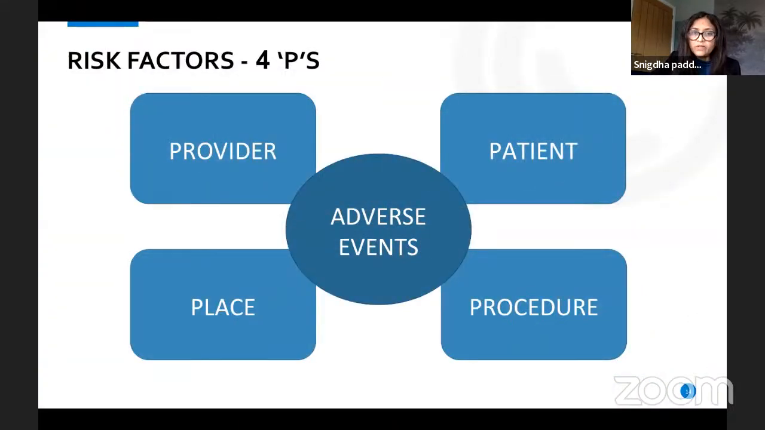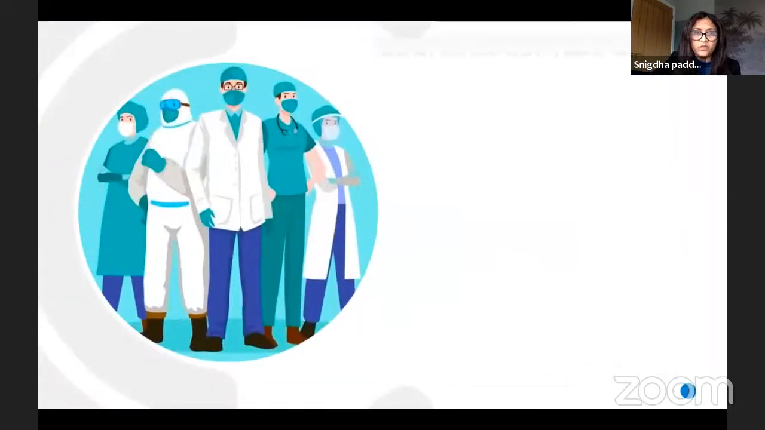So the risk factors which can lead to the adverse events are based on 4 Ps. It depends on the provider, patient, place, and the procedure.